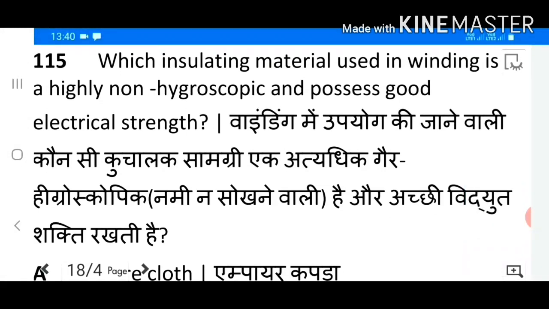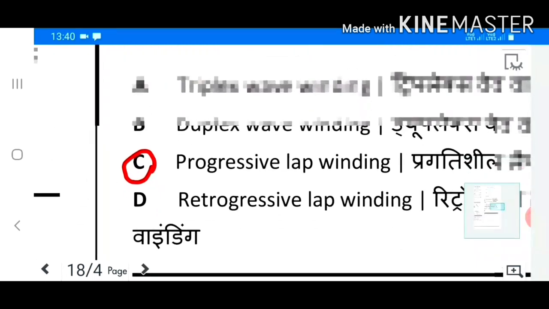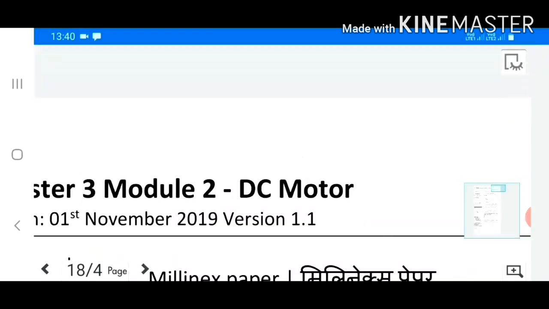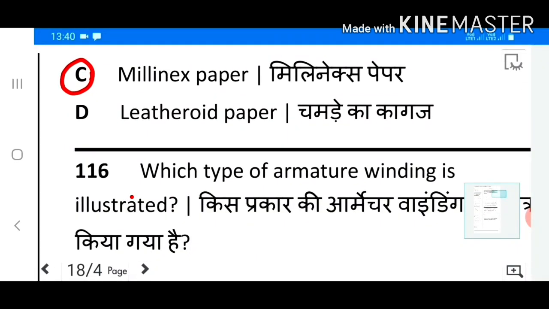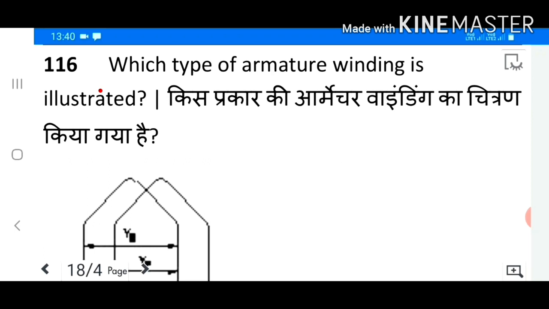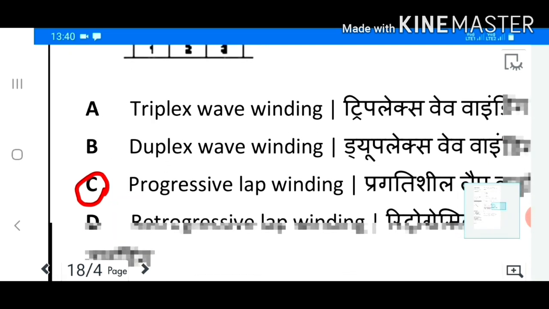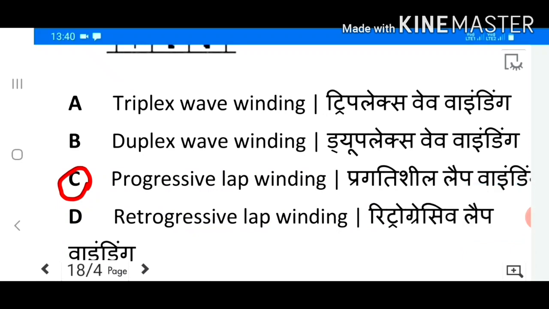115. Which insulating material used in winding is highly non-hygroscopic and possesses good electrical strength? Answer. C. Millinex paper. 116. Which type of armature winding is illustrated? Answer. C. Progressive lap winding.